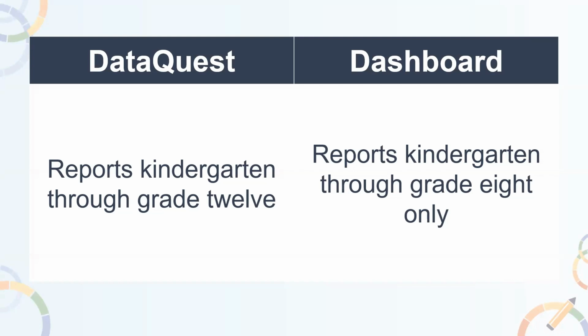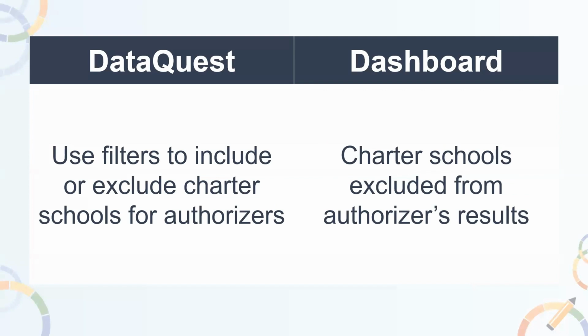DataQuest reports chronic absenteeism for students in grades kindergarten through grade 12 and allows for filtering for different grade spans. The dashboard only includes kindergarten through grade 8 as a part of accountability reporting. DataQuest includes charter schools and their district authorizers' reports. There are filters available to include or exclude charters from the authorizer reports. However, the dashboard always has charter schools excluded from their authorizers' results since charter schools are considered LEAs for accountability purposes.